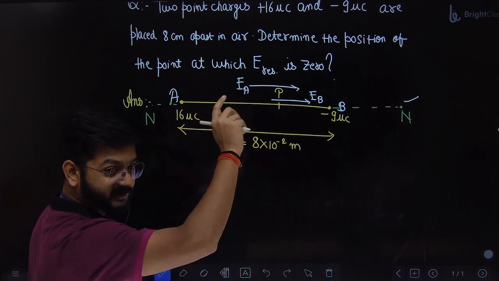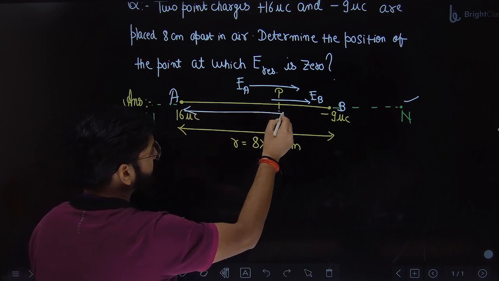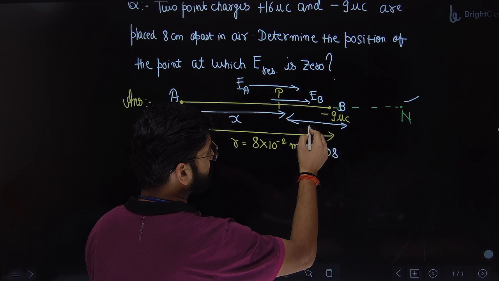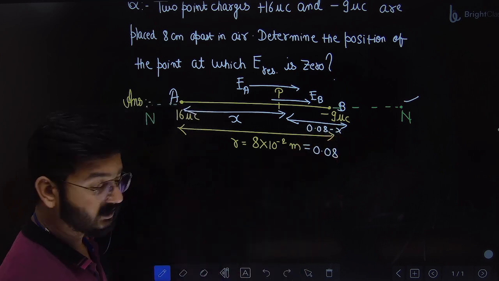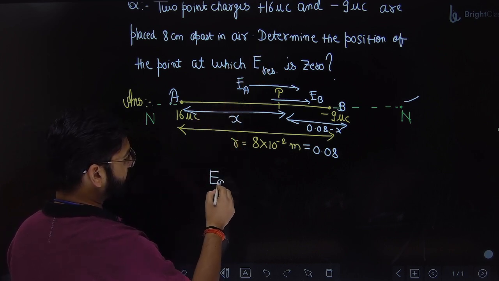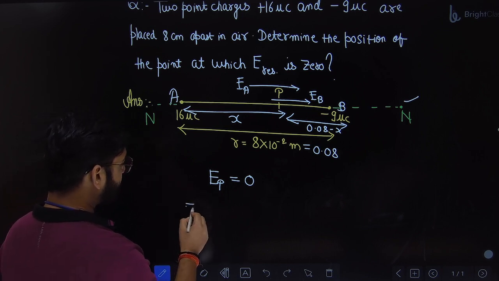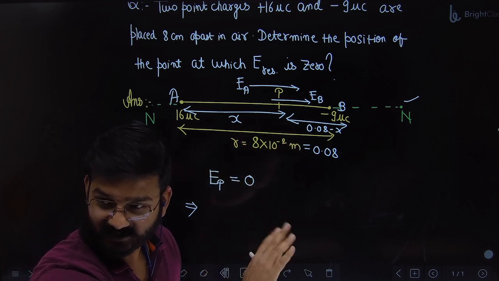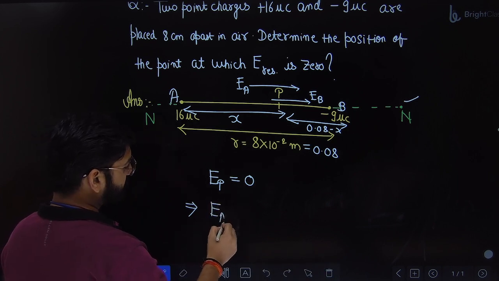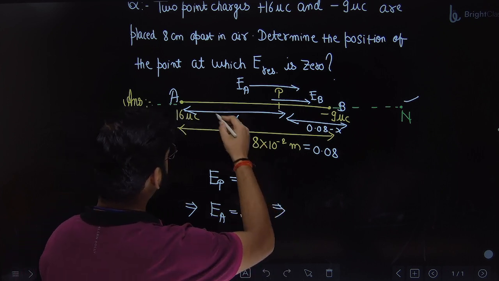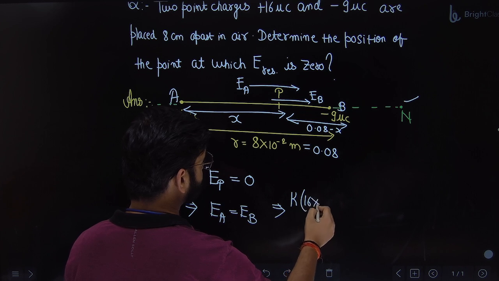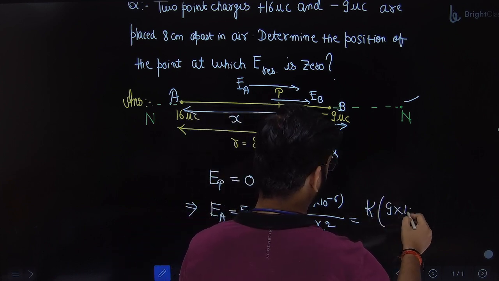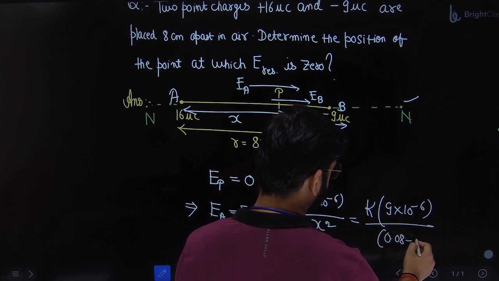Now I am assuming that P is a neutral point. What is the distance? X. What will be this distance? 0.08, right? So this will be 0.08 minus x. According to the question, the electric field at point P should be 0. It means both electric fields should be equal and opposite. I know that it is not, but I am assuming it. So I will say EA equals EB. EA will be KQ by R square, so K into 16 into 10 to the power minus 6 by x square, and EB is K into 9 into 10 to the power minus 6 by 0.08 minus x whole square.